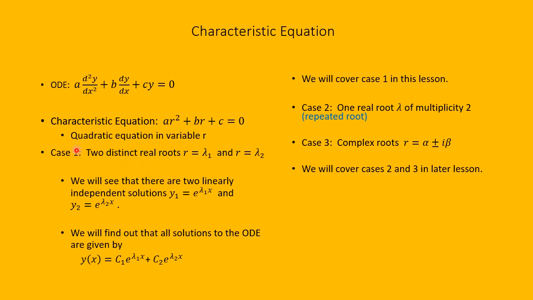What we will see in case 1, where we have r equals lambda 1, r equals lambda 2, being two distinct or different real roots, we'll find out that there are two linearly independent solutions, e to the lambda 1 x and e to the lambda 2 x. And we'll then try to find what solutions we can get by looking at c1 e to the lambda 1 x plus c2 e to the lambda 2 x.